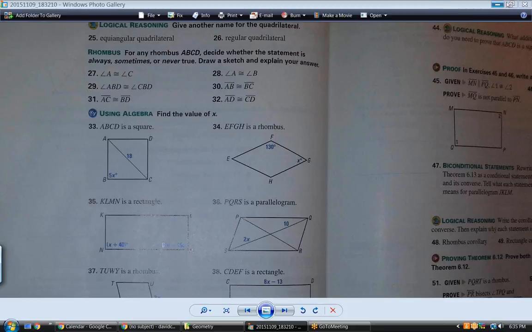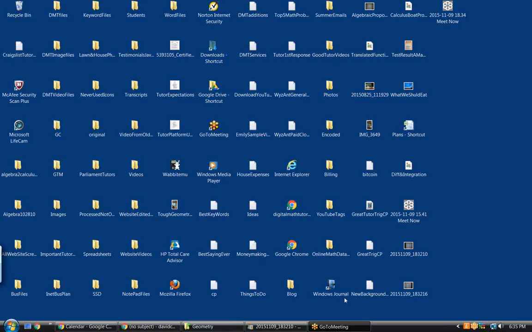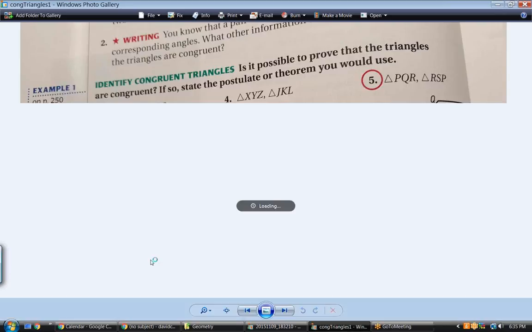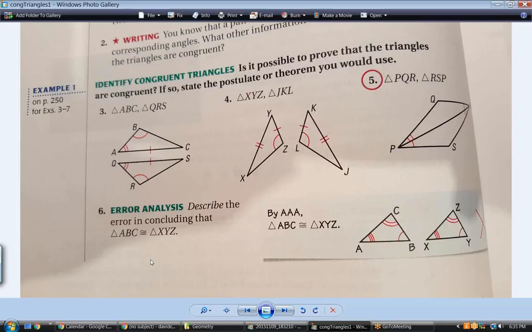All right. So I'm going to back up. We'll get back to this page in a minute. I want to do congruent triangles.